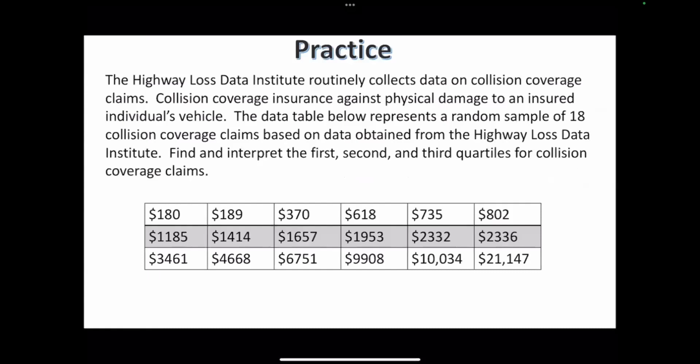So this is some other data that we have. The Highway Loss Data Institute routinely collects data on collision coverage claims. So basically somebody submits a collision report to their insurance, and the insurance company pays for repair. And so these are different values right here. This is a random sample of 18 claims from the Highway Loss Data Institute.